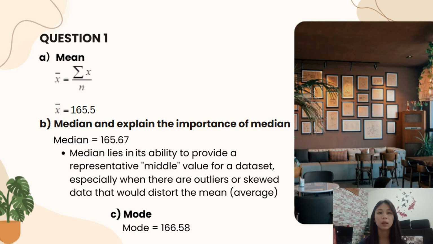For the mode, I use the modal class formula. I selected the class with the highest frequency and applied the formula using the frequency before and after the modal class. This gives us the most common height range among the students.